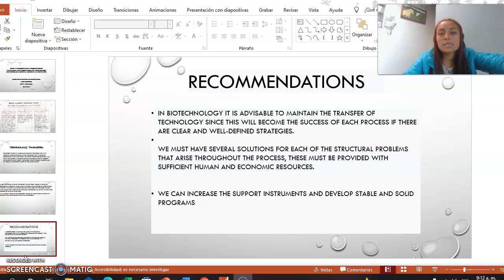We can increase the support instruments and develop stable and solid programs.